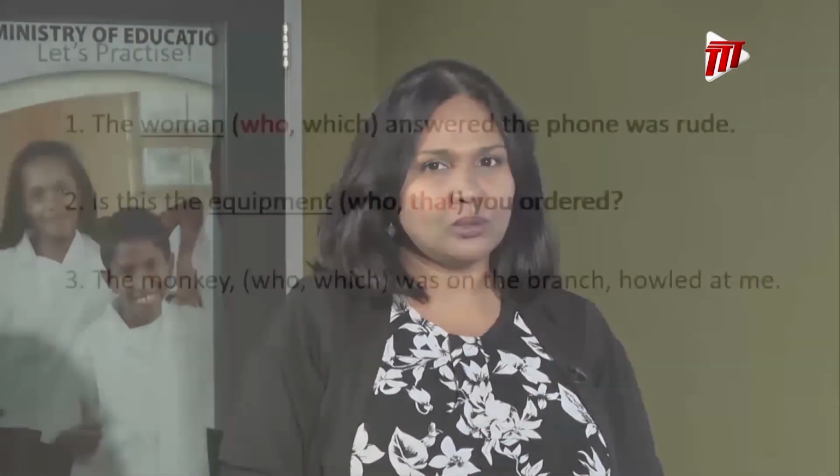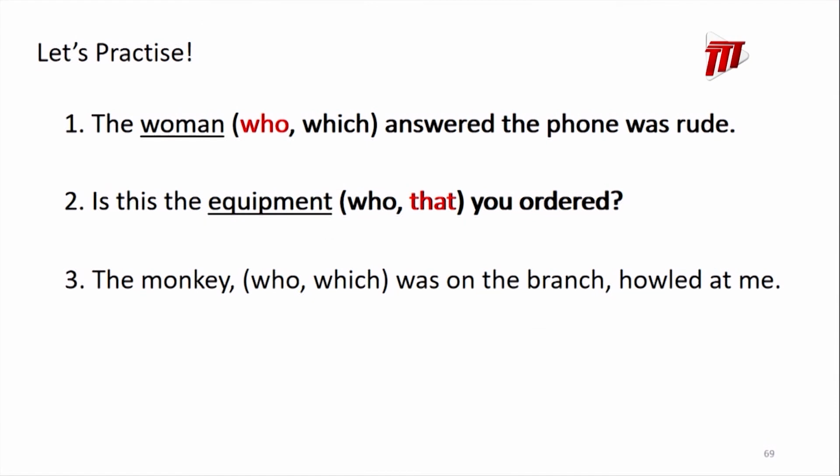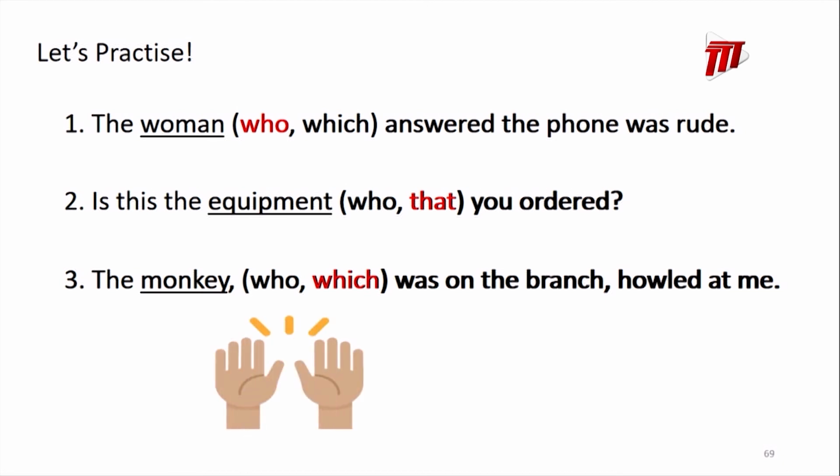The monkey, who or which was on the branch, howled at me. You're lucky he didn't grab you. The monkey, what are we speaking about? An animal. So what do we use? Who or which? Yes, you're right. We use which. The monkey which was on the branch howled at me.